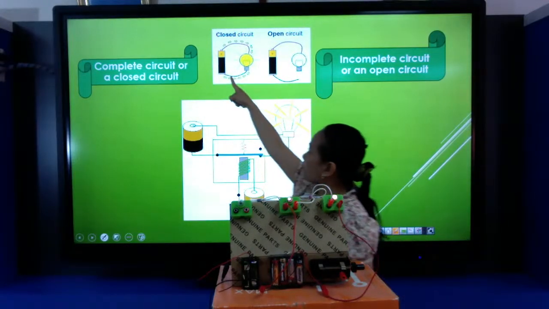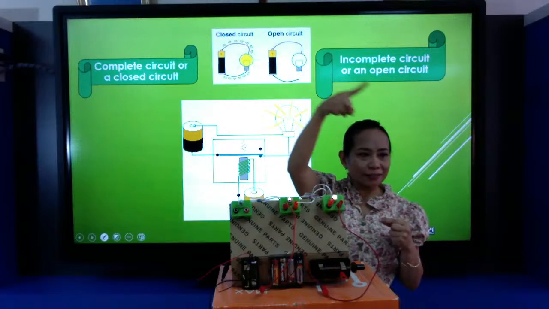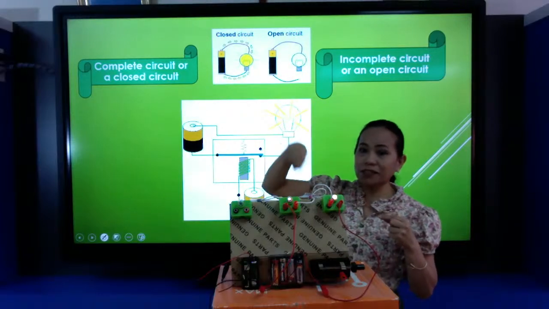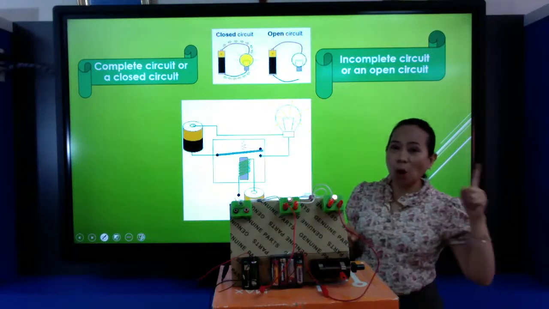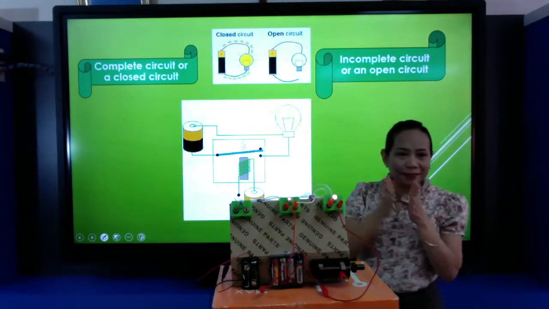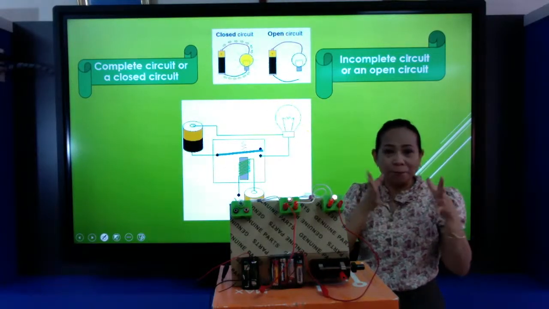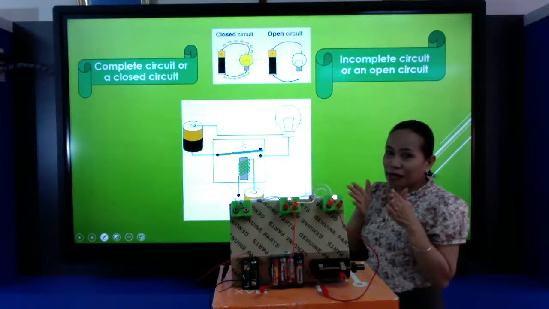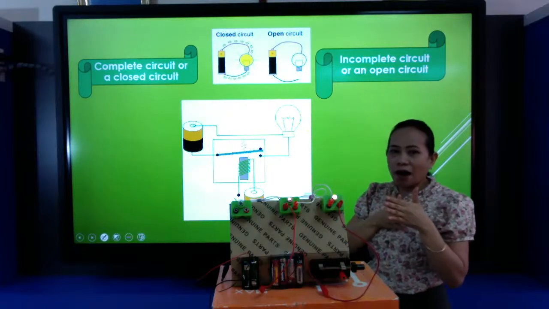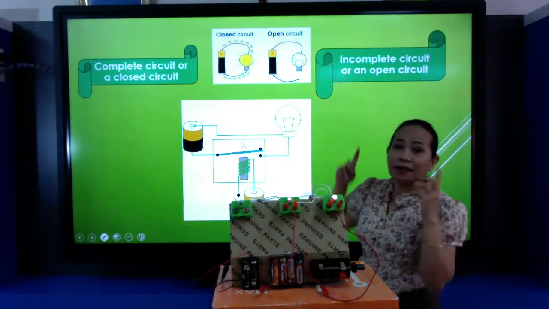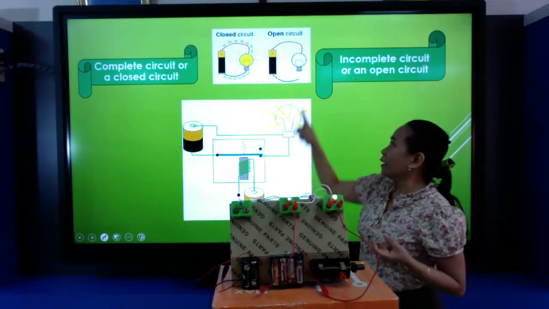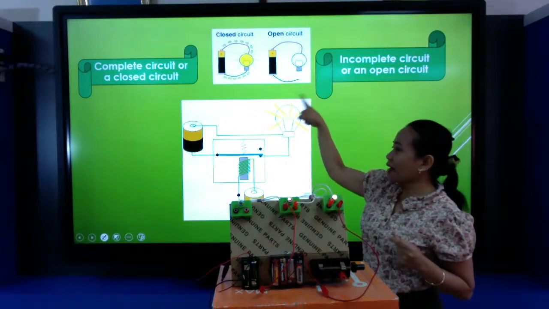If it is complete, the flow of electricity is continuous. But if it is incomplete, there's a broken space, so the flow of the electricity stops. That's why the bulb doesn't light up. It's because it is an open circuit.